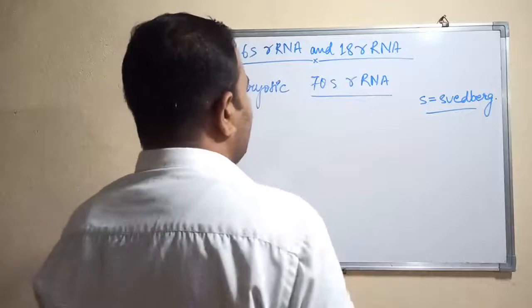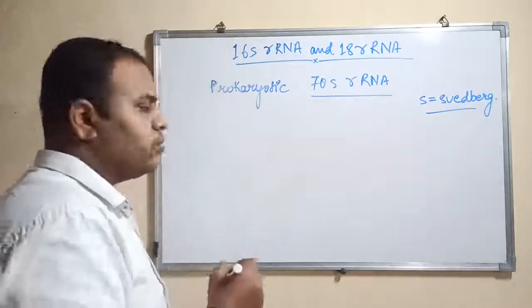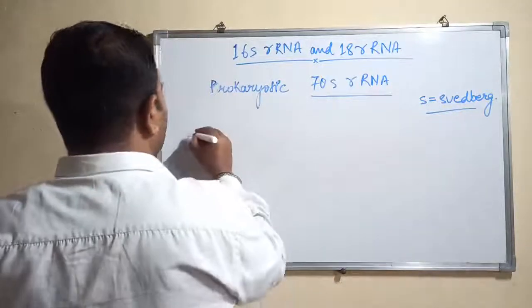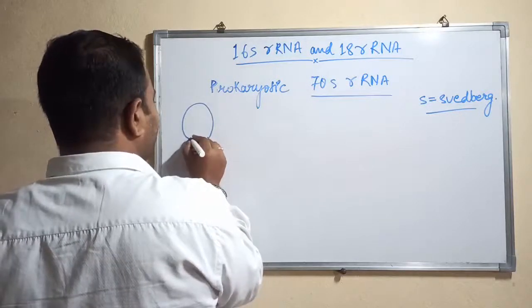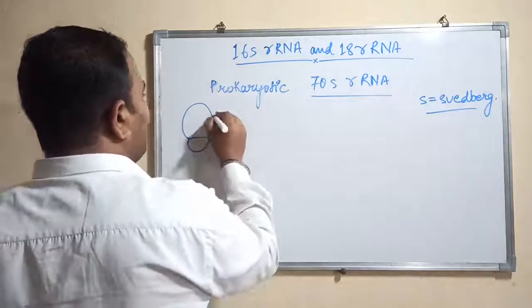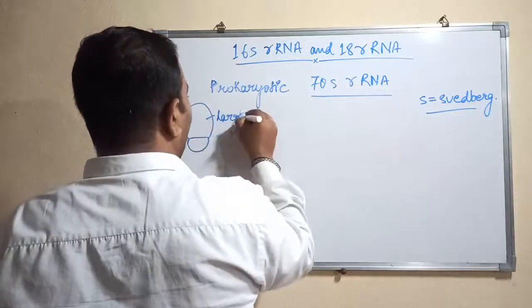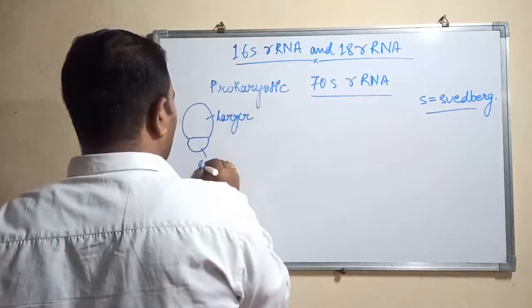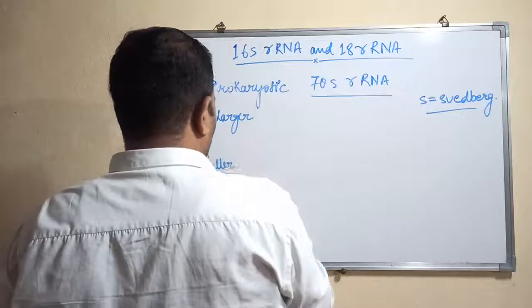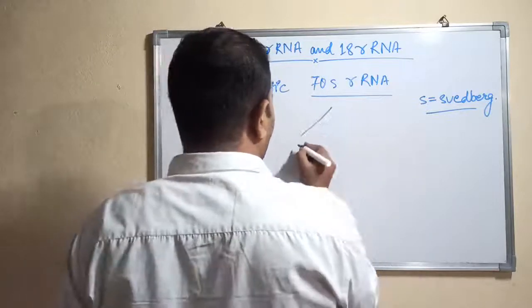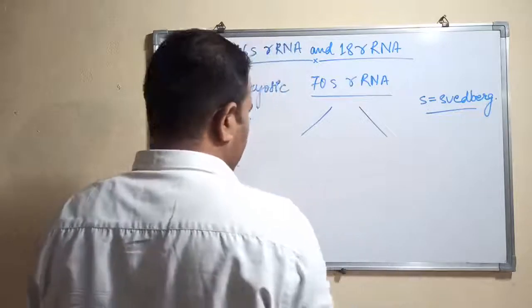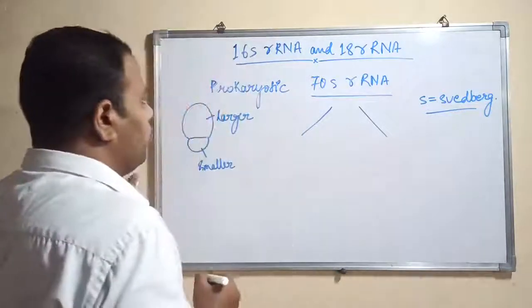So now let's see how the division of the 70S ribosome occurs. There are two subunits here. The ribosome structure looks like this. So it has two subunits. The upper one is the larger subunit and the lower one is the smaller subunit. So let us see how the division is there. This 70S ribosome is divided into two subunits, as I told you, larger and smaller.